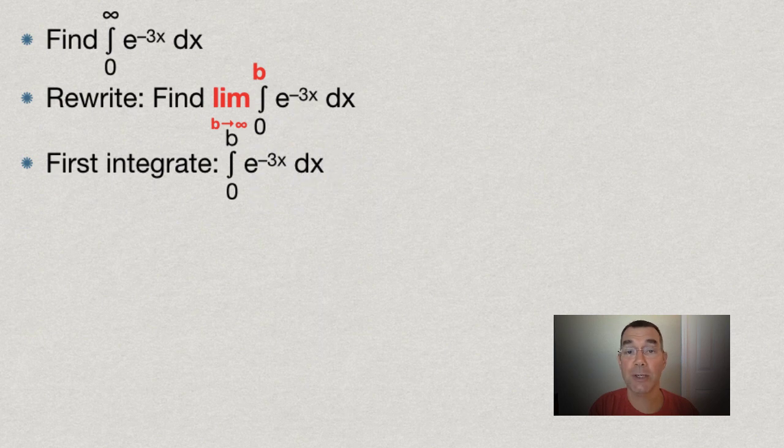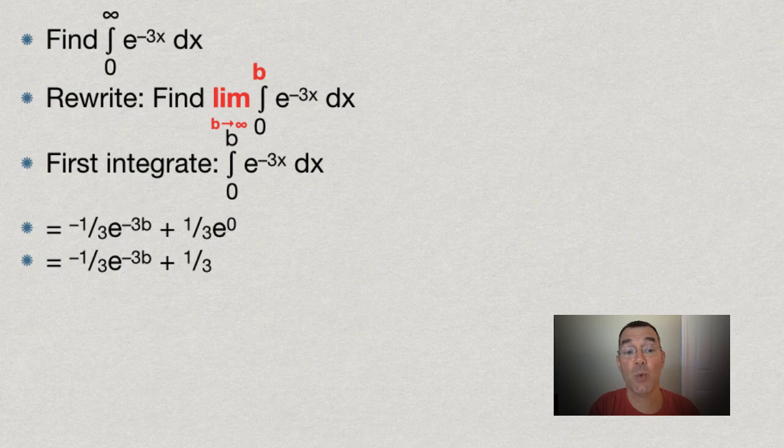Okay, so first I'm going to find the integral, take the antiderivative of e to the negative 3x, and plug in b, plug in 0. The antiderivative of e to the negative 3x is negative 1/3 e to the negative 3x. So if I plug in b into that and I plug 0 into that, this is what I get. I notice that e to the 0 is 1, so that makes the second term just 1/3.